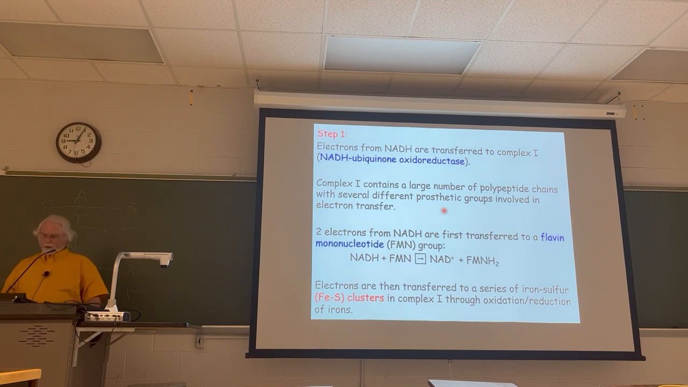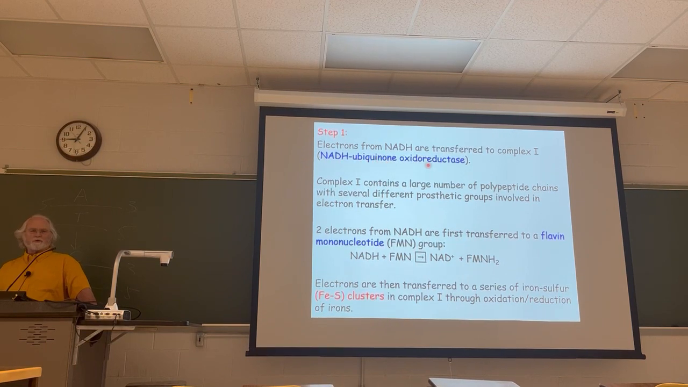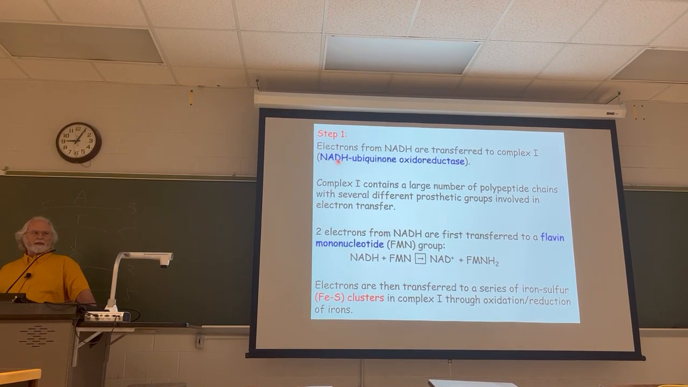Okay, so let's look at the first step. Electrons starting from NADH are transferred to complex 1. Complex 1 is an integral membrane protein complex with multiple protein subunits. And the longer name for complex 1 is NADH ubiquinone oxidoreductase. So it's accepting electrons from NADH and transferring them to ubiquinone.